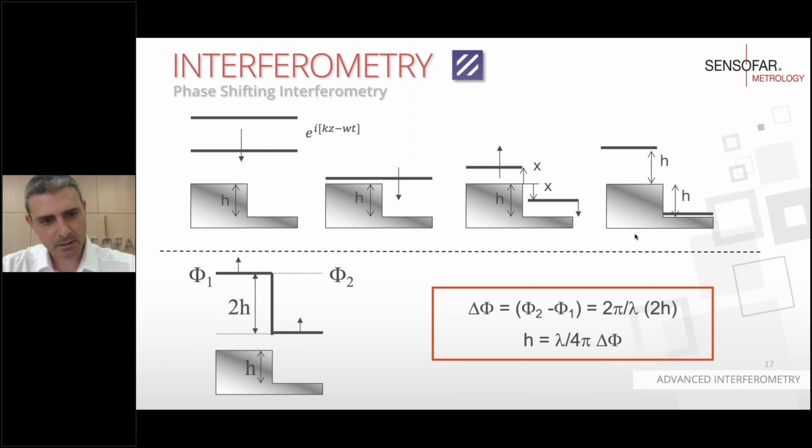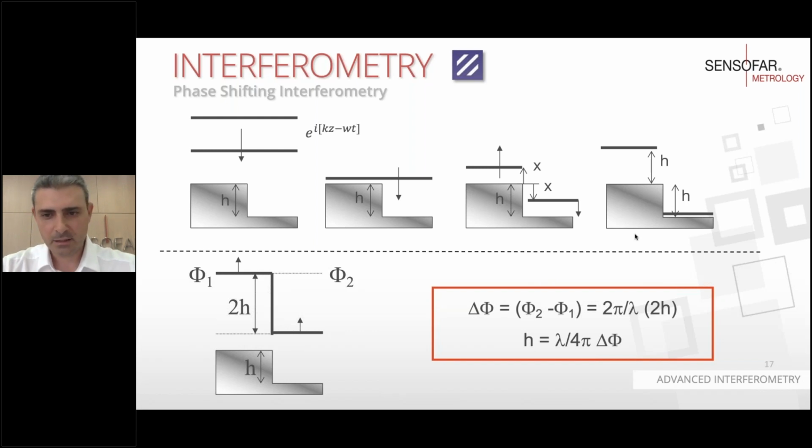So the wavefront deformation we will achieve at the end, at the bottom part of the slide here, will equal 2 times the height we want to measure. That's the reason why the phase difference will be 2 pi over lambda multiplied by 2 times the height of the surface. And then we can say that the height of the surface, the thing we want to measure, equals lambda over 4 pi multiplied by the phase difference of this wavefront.